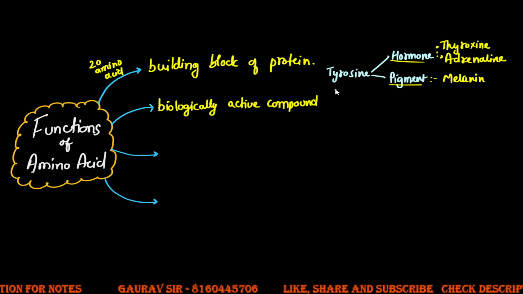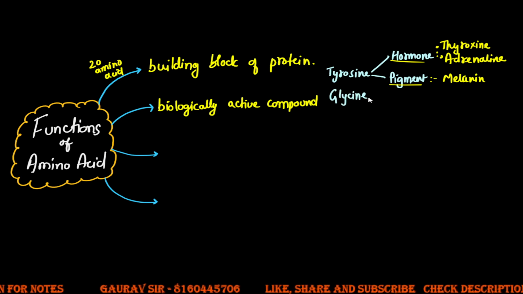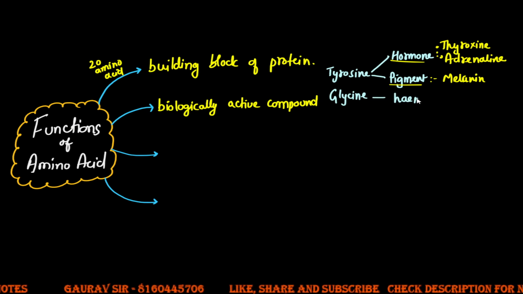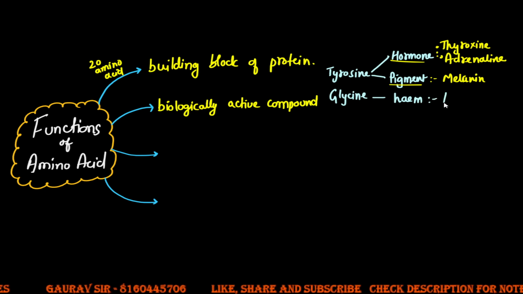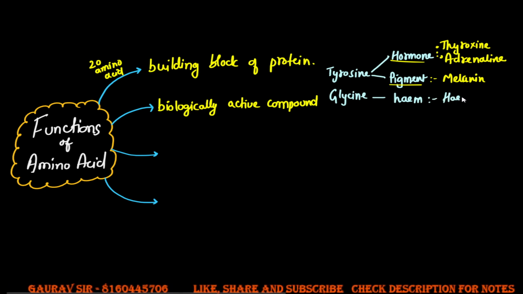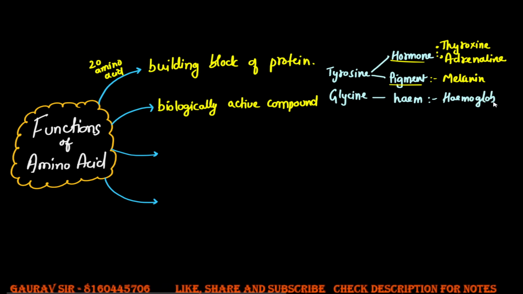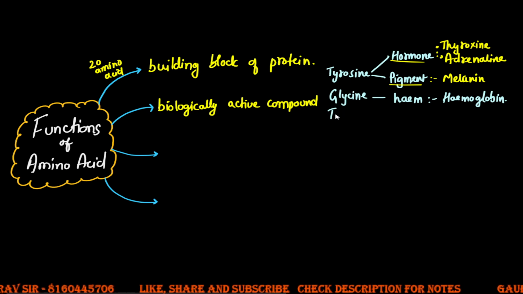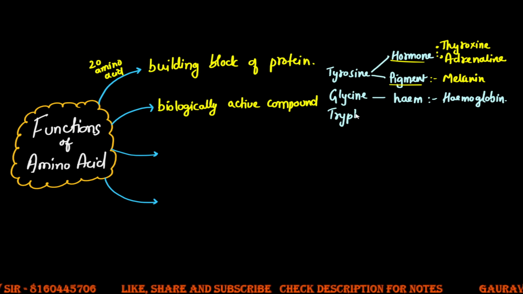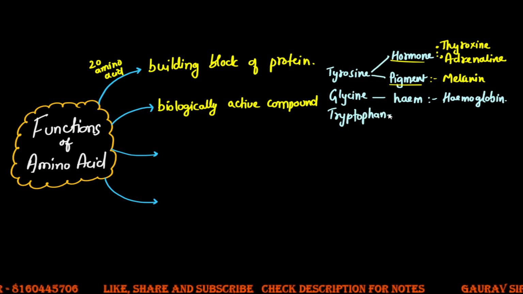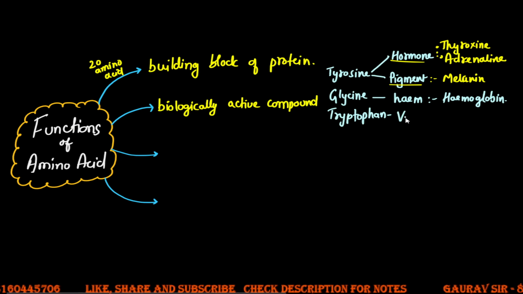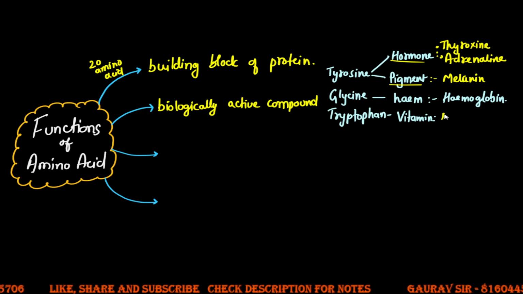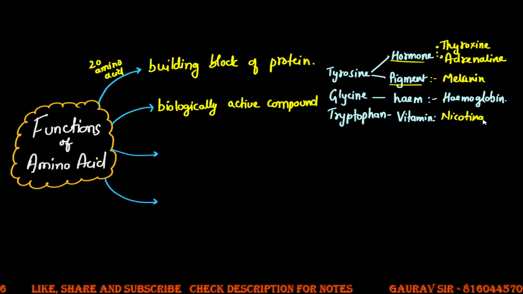Then there is another amino acid, glycine. Glycine is an amino acid that forms the heme part of the hemoglobin. Hemoglobin is a pigment that is responsible for the transportation of the respiratory gases by RBC. Then there is an amino acid by the name of tryptophan. It's an aromatic amino acid. It can form vitamins like nicotinamide.